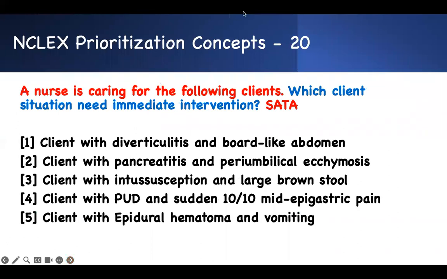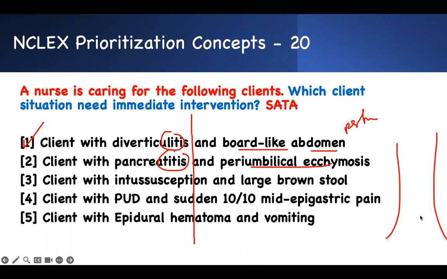And the last question. Following the same thing, they tell you some of the words they can put, but you have to make the diagnosis and figure it out. You have diverticulitis and a board-like abdomen. This is peritonitis, another way of saying it. So we got to see you. Pancreatitis and periumbilical ecchymosis. This is Cullen sign. Patient is bleeding.